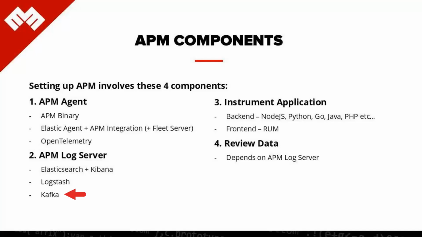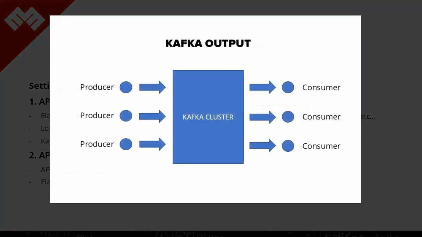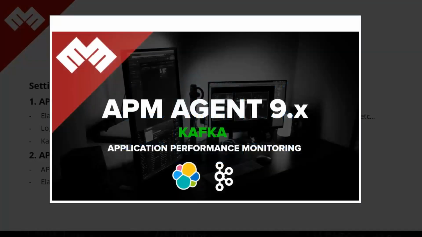And finally, there is Kafka. APM agents can publish data to Kafka. Kafka is a highly efficient tool for producer-consumer architecture. It is suitable for high-volume infrastructures. I will demonstrate this option in a members video for our YouTube members.